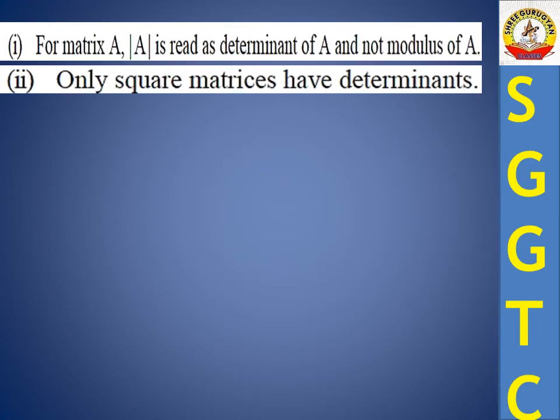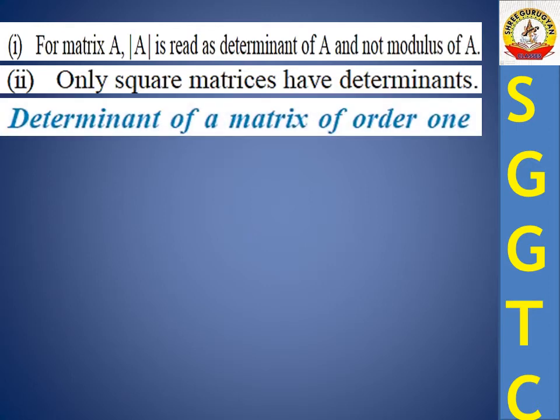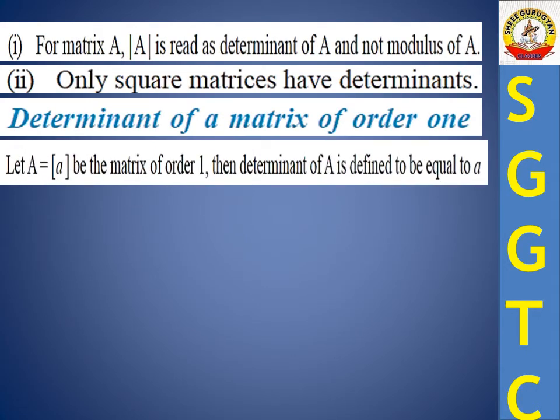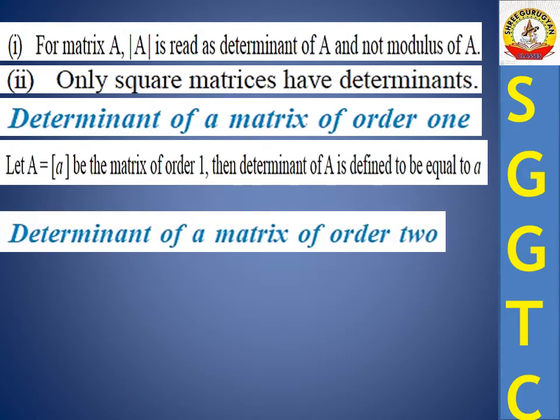Second topic: only square matrices have determinants. Again, only square matrices, which means two rows and two columns, three rows and three columns. It means rows and columns are equal, and that is called a square matrix. They have determinants. And the determinant of a matrix of order one, which means one row and one column, is defined as equal to A.